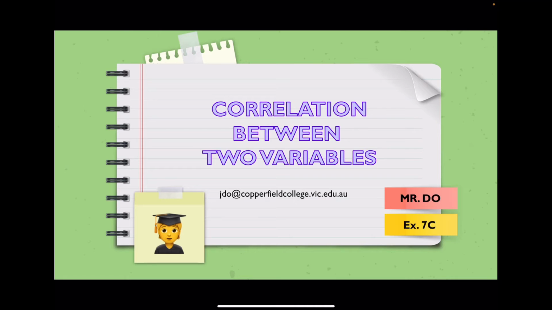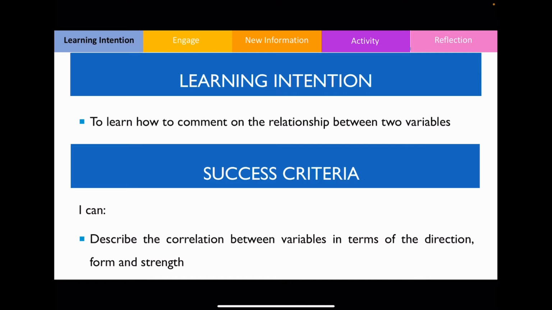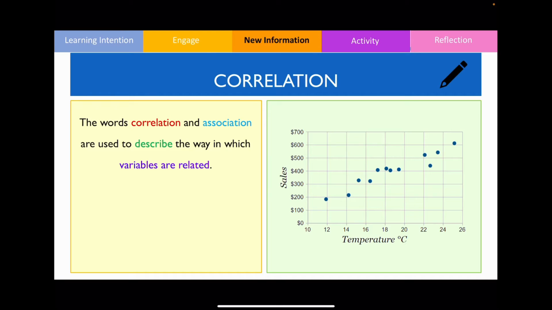Hello class, in this video we're going to be looking at the correlation between two variables. The learning intention of this video is for us to learn how to comment on the relationship between two variables. The word correlation or association is used to describe the way in which two variables are related.